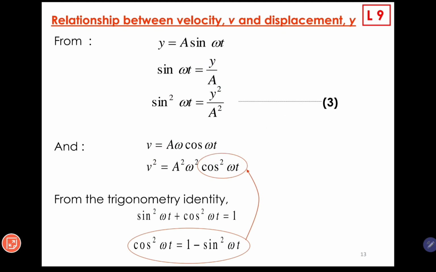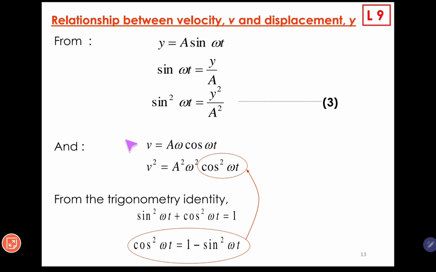Okay, how is it? Basically, the displacement equation is y equal to a sine omega t. So by rearranging the equation, you will get sine omega t equals y over a. We just transfer a to the other side, isn't it? And then by squaring both sides, you will get sine omega t squared equals y squared over a squared. So this is the third equation, getting from the displacement equation.